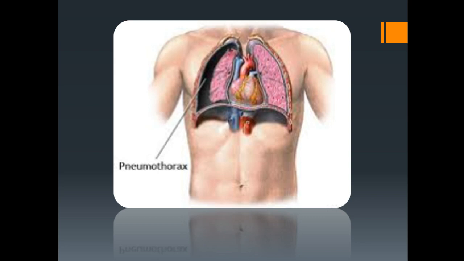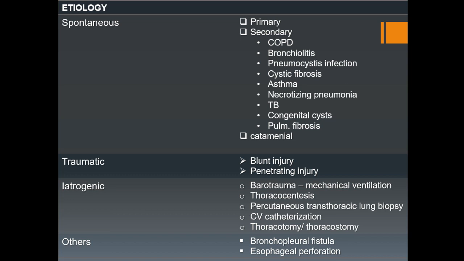Now, this is what we see in the diagram, how it occurs when we have a pneumothorax. A pneumothorax means there is a collection of air inside the pleural cavity that leads to compression of the lung, leading to atelectasis of the lung. By this mechanism, it leads to a mismatch between ventilation and perfusion, and these are the consequences of that pneumothorax.